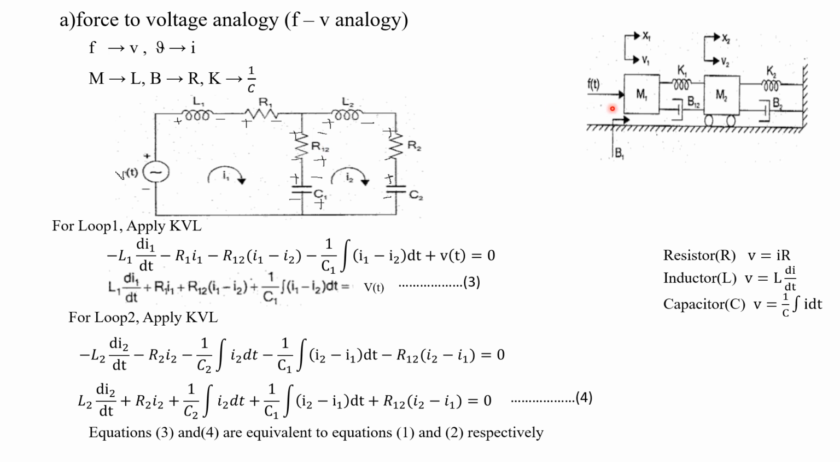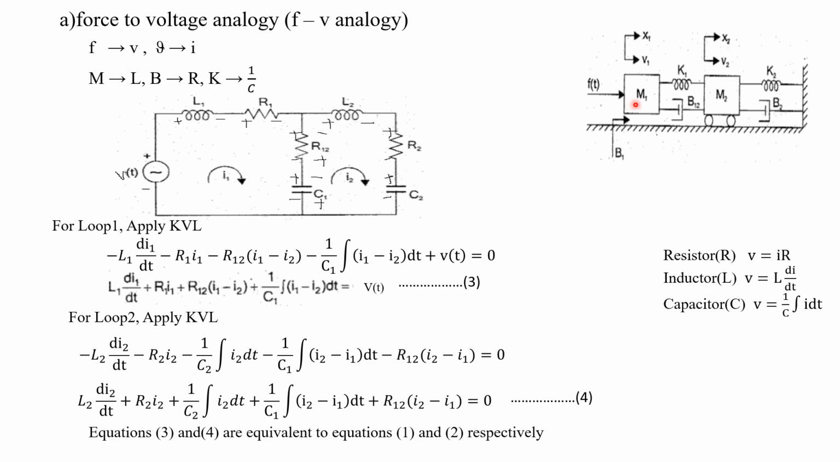Okay, so now what we have to do is, for the first mass, while drawing the free body diagram, first we find if there is any applied force, then we represent that, and then we find all the opposing forces. Similarly here, for the mass m1, is there any applied force?